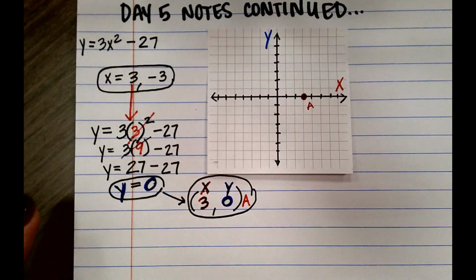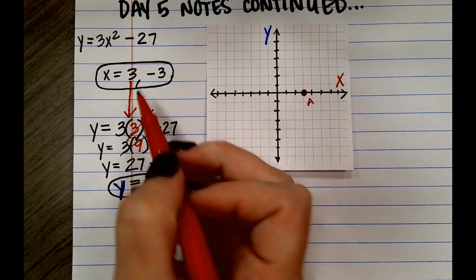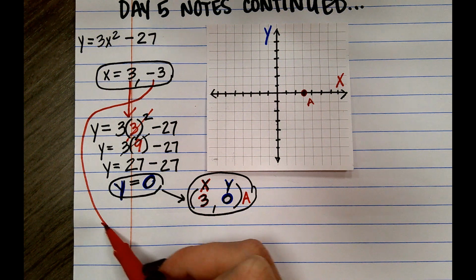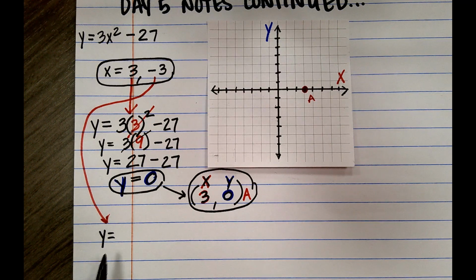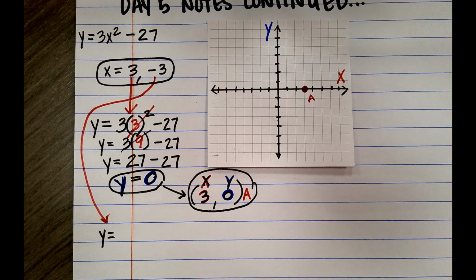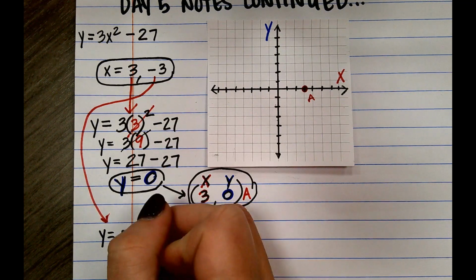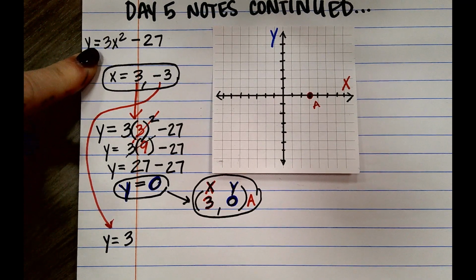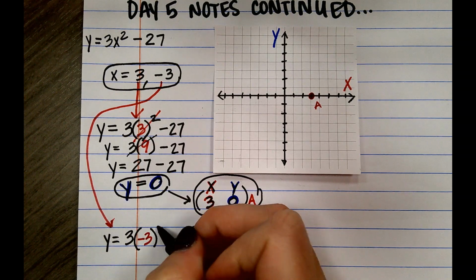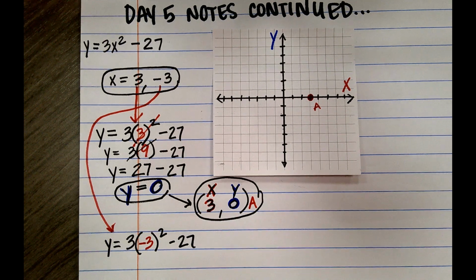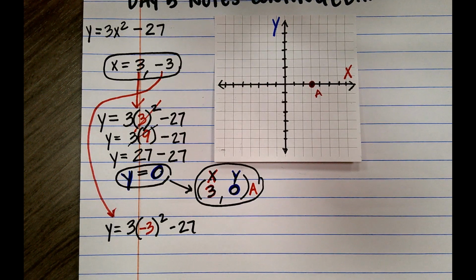And let's find a point B. Let's use the other x value. Now wait, we're going to solve for y first. We don't know y. I know x is negative 3. Okay. So I'm going to use that original problem again. 3x squared minus 27. Instead of x, negative 3, squared, minus 27. Can you guys guess what this answer is going to be?